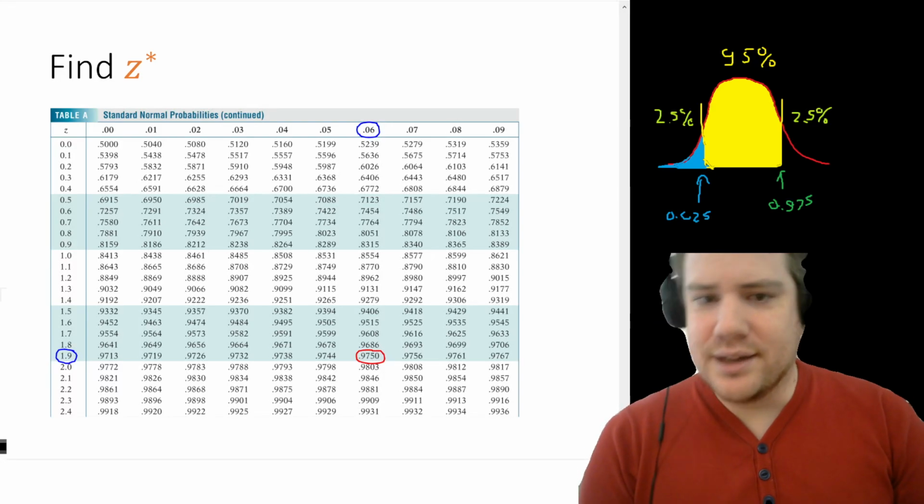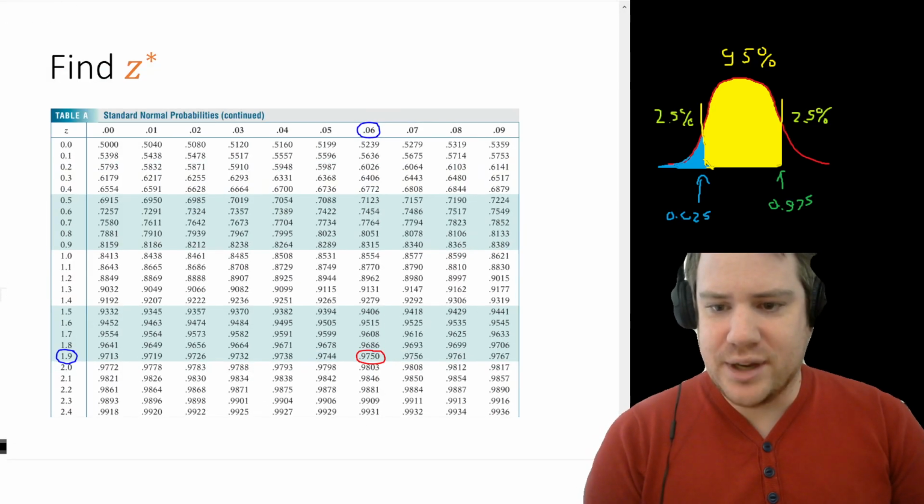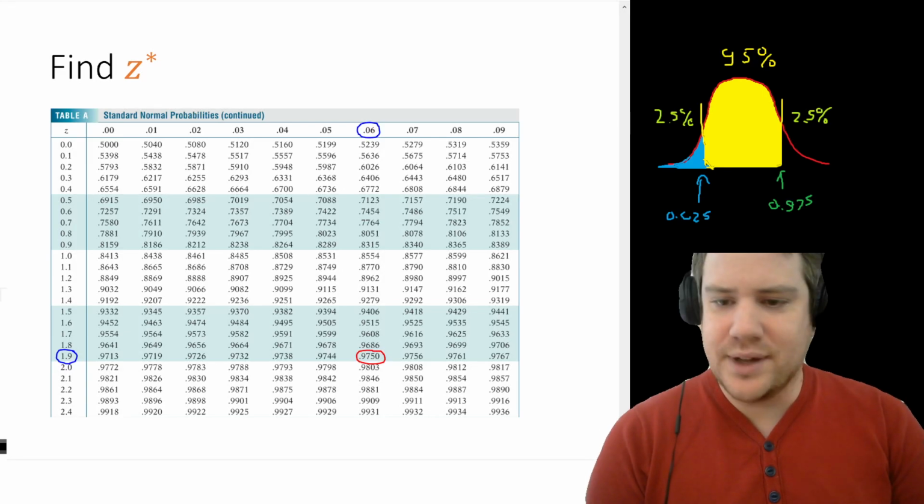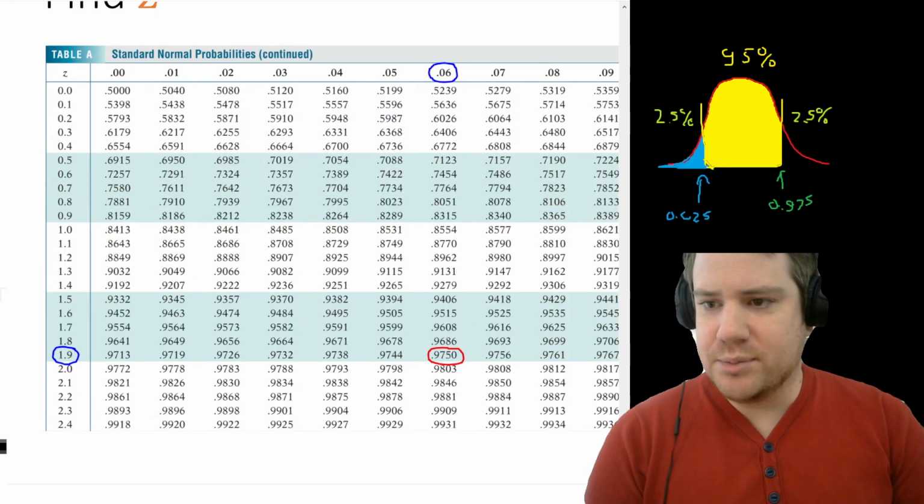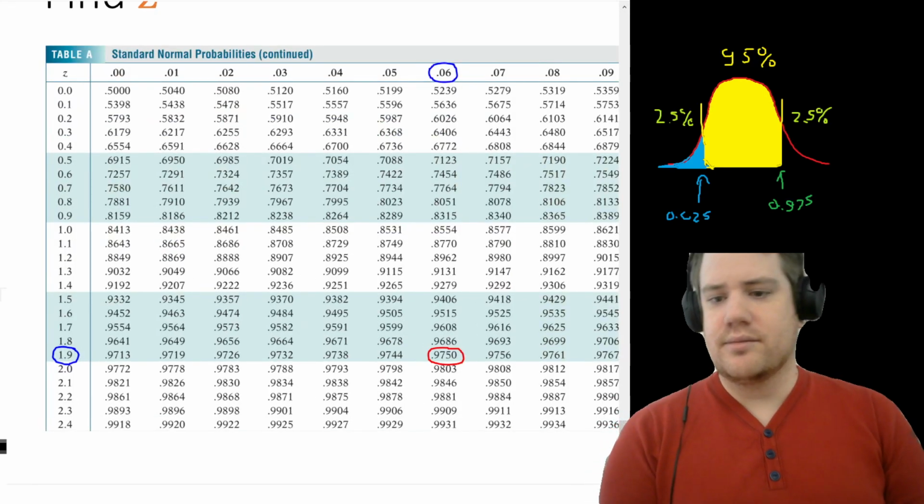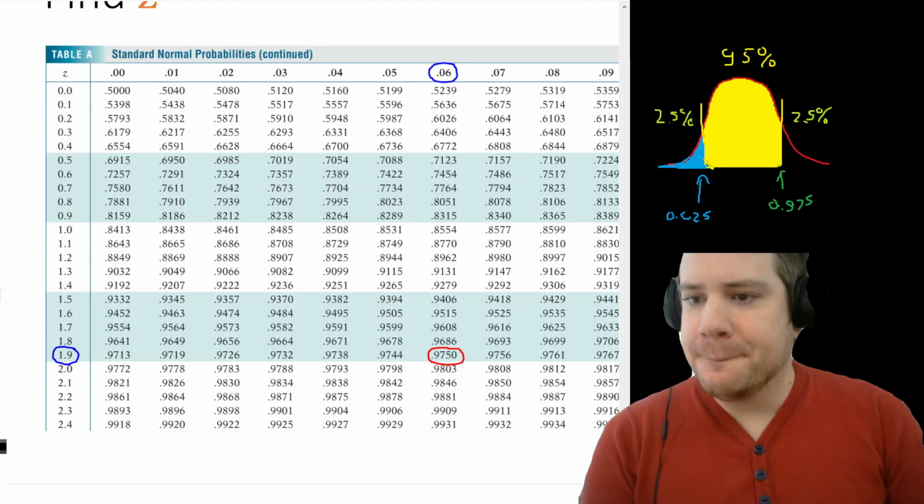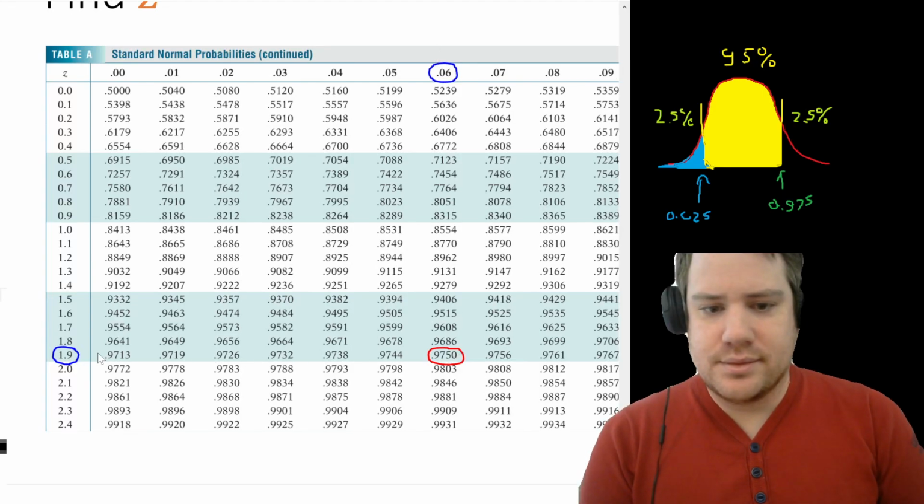And so that's why in table A, we look up this number here, 0.975, which gives us a Z value of 1.96, as you can see here. There, 1.96.